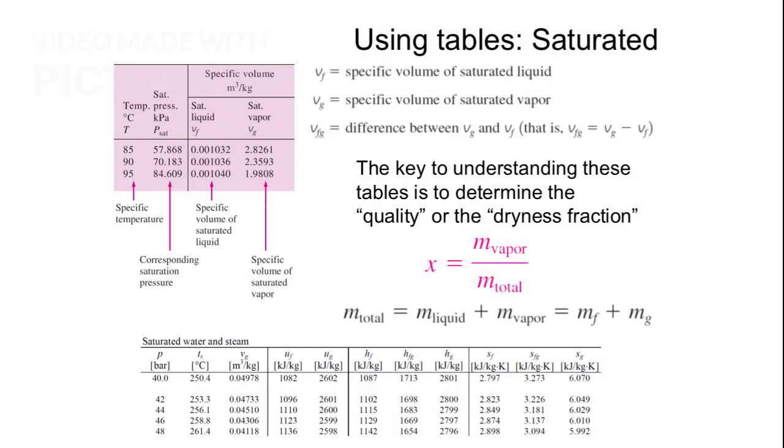Understanding the quality or dryness fraction is key to using saturated tables effectively. The specific volume of saturated liquid and vapor are crucial parameters, and the difference between them helps determine the dryness fraction, which is essential for calculations involving steam and water mixtures.